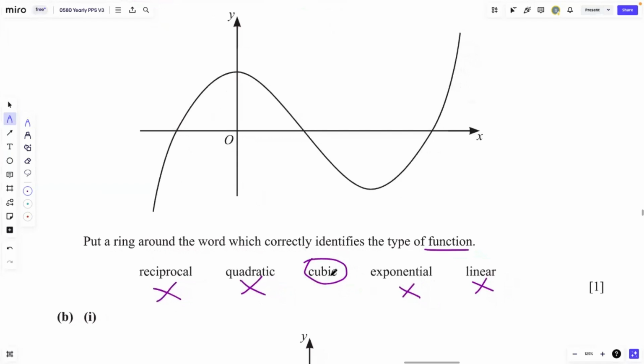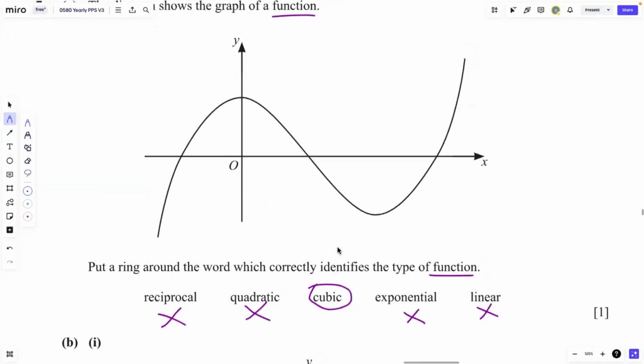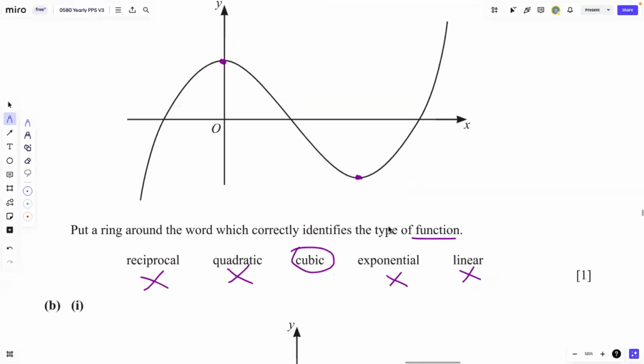Another identification of why this is a cubic graph is having multiple stationary points or turning points. That's one feature of a cubic graph. Now, the maximum point where you have. So this is a cubic graph.